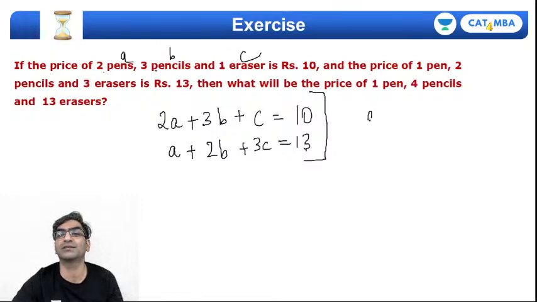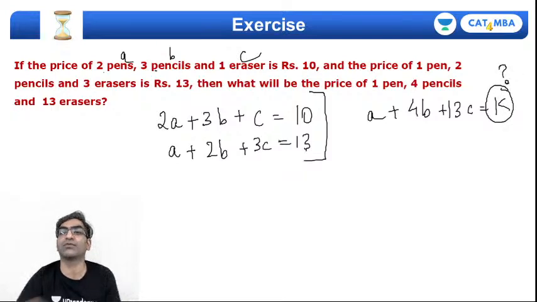What will be the price of 1 pen A, 4 pencils that's 4B, and 13 erasers that's 13C? What is the value of K? Right? This is what I want to calculate. Now at first glance, you'll think, यार 3 वेरिएबल है, अननोन्स है, 3 इक्वेशन चाहिए तभी सॉल्व कर सकते हैं. So you'll be tempted to mark cannot be determined, right?